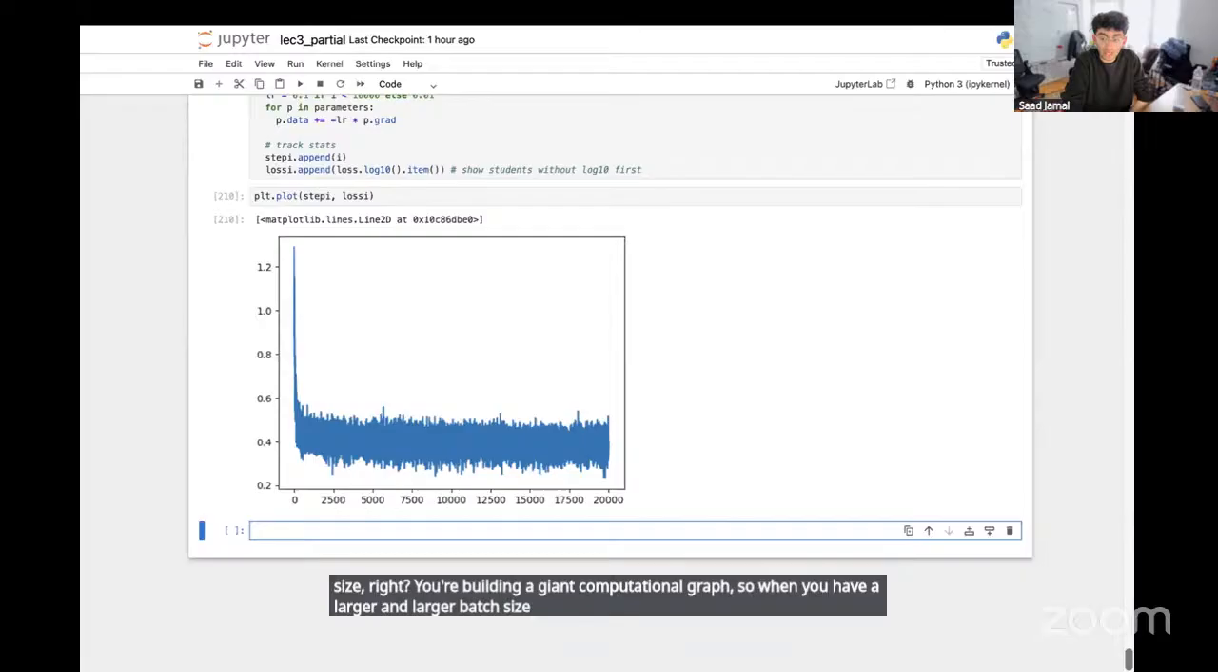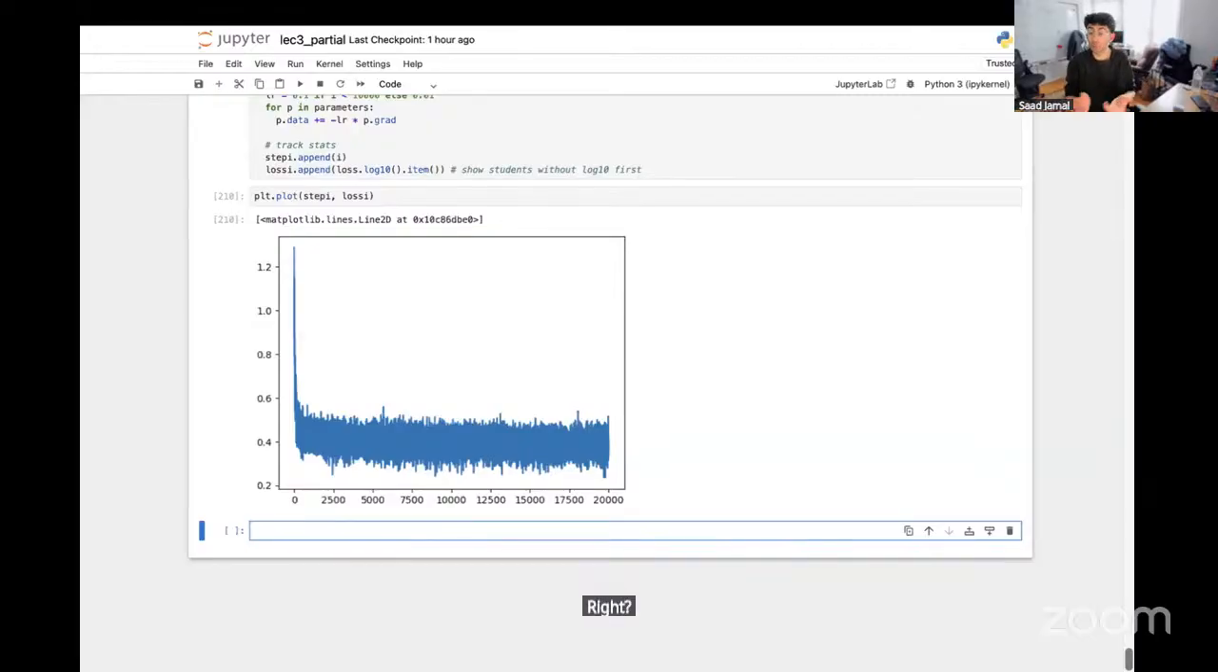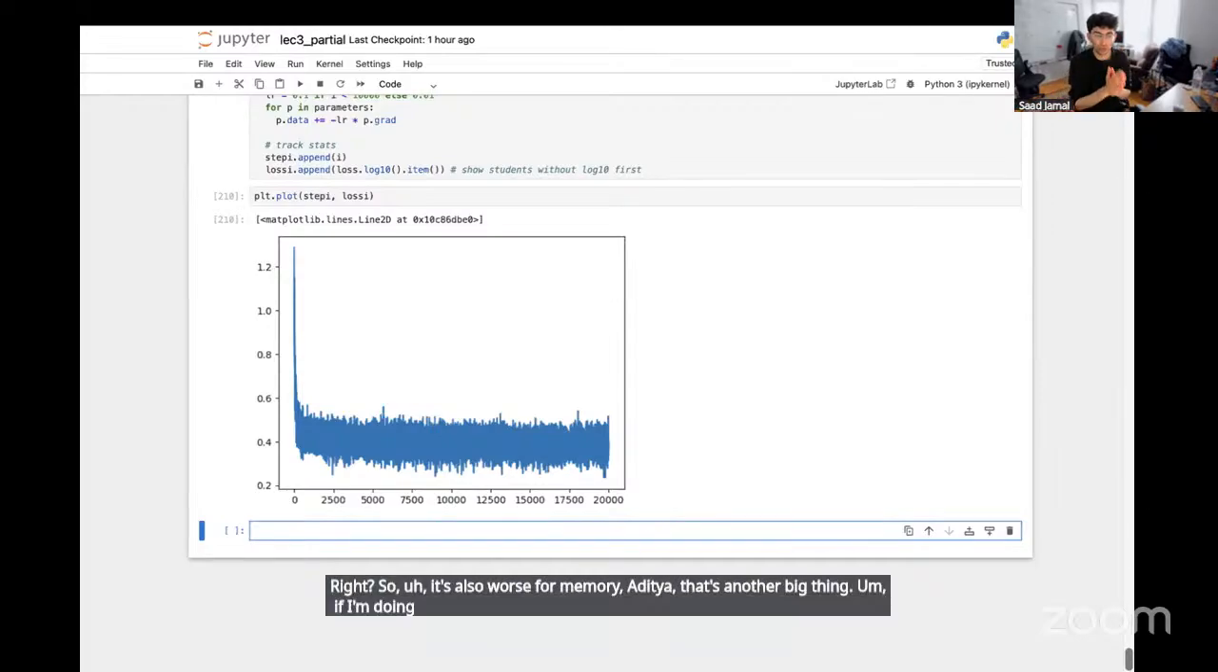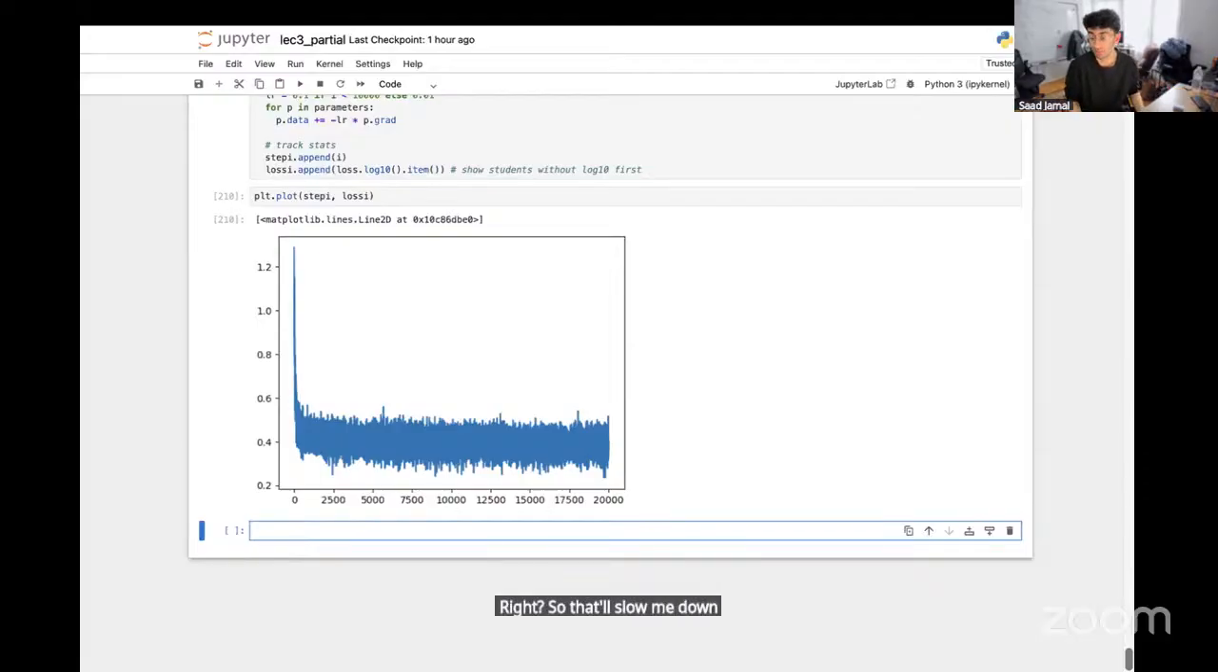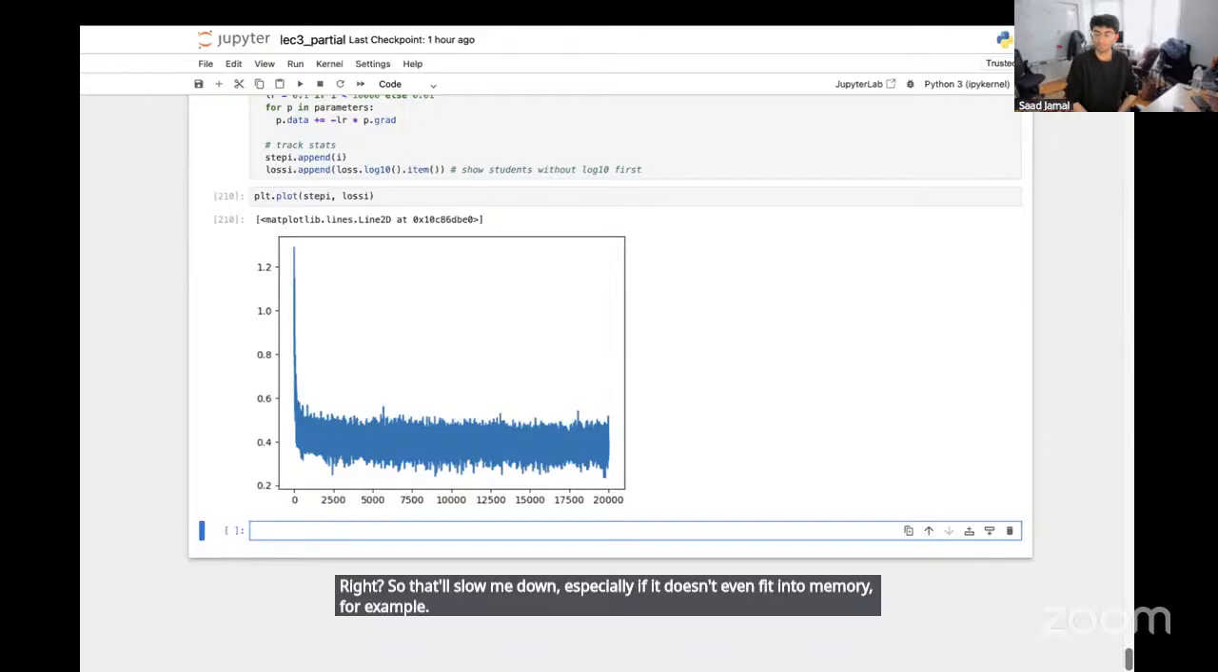Now, compare that to just running the same steps over and over again. That doesn't trade off on time as badly, right? It's also worse for memory, Aditya. That's another big thing. If I'm doing the same training with the same size parameters many, many more times, my memory is the same. But when I'm training on larger and larger batch sizes, I require more memory, right? That'll slow me down, especially if it doesn't even fit into memory.